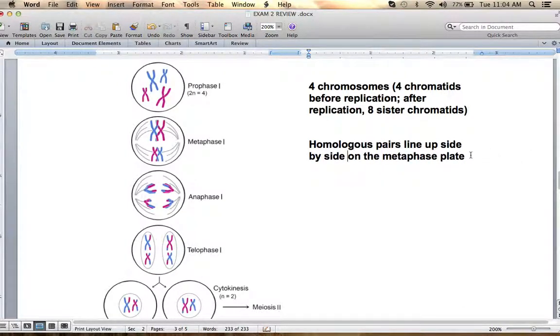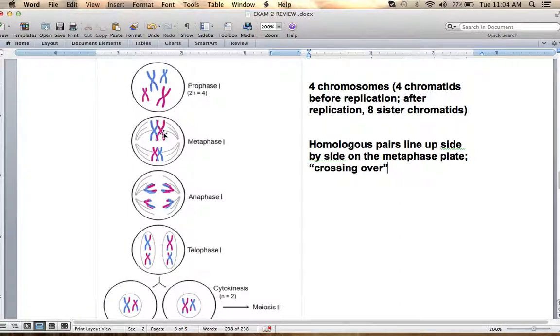And this is going to be important because it means that the way the microtubules attach, when they start to pull these things apart, they're actually going to pull the homologous pairs apart during anaphase 1. So as these homologous pairs line up side by side on the metaphase plate, there's this weird occurrence called crossing over. And what happens is, because these pairs are so closely associated, they can actually exchange bits and pieces.